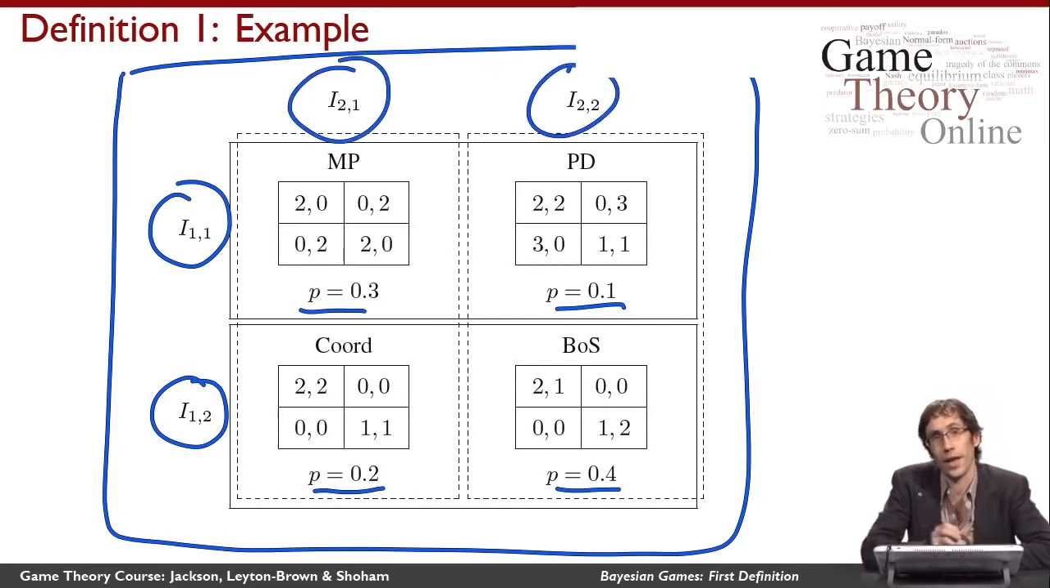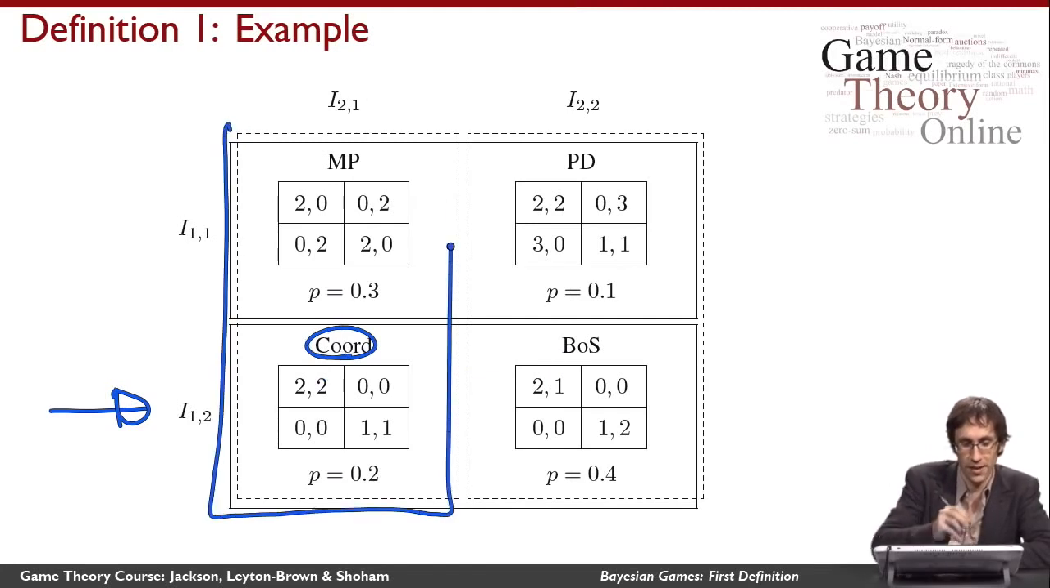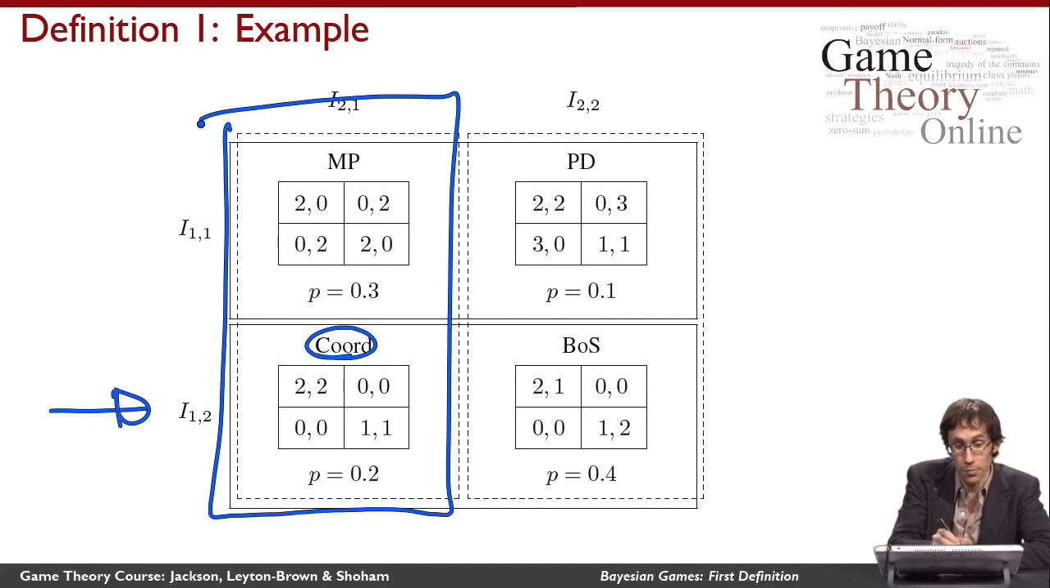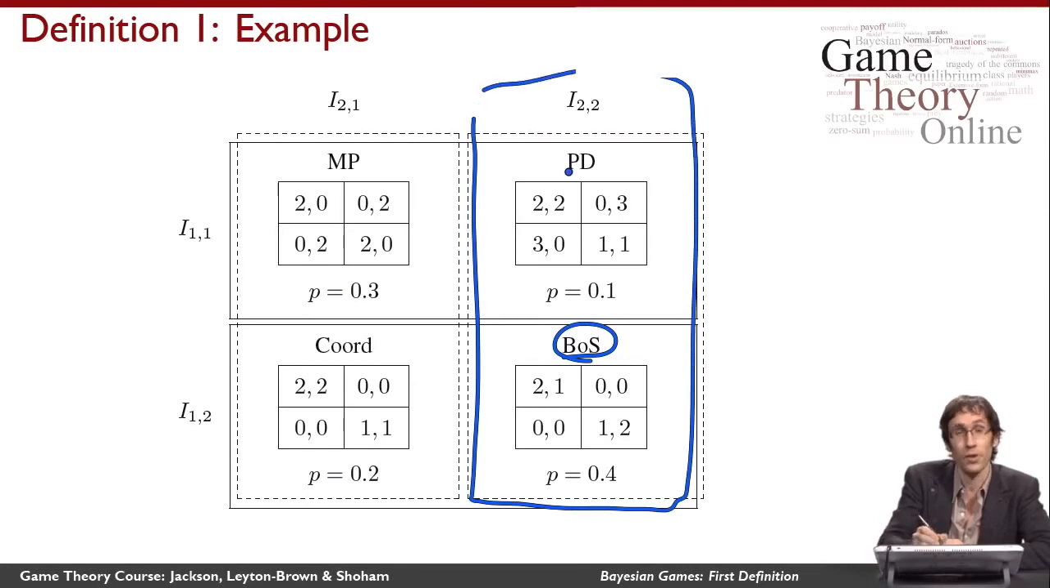So if I'm player 1 and I want to reason about what player 2 is going to do, and I know that I'm in this equivalence class, then I also know that if the game is really coordination, which I believe is possible, then player 2 thinks he's in this equivalence class and thinks that matching pennies is possible, even though I know it's not possible. Or, on the other hand, if Battle of the Sexes is the real game that's being played, then I know that player 2 thinks he's in this equivalence class, which means he's going to think prisoner's dilemma is possible, even though I know it's not possible.